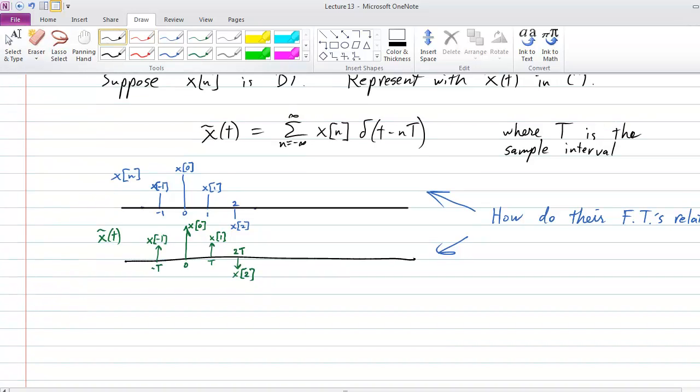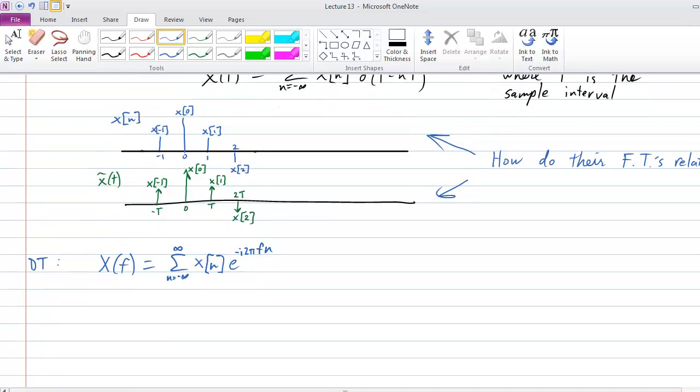Okay, so let's look at X of f. I'll do that in blue. So X of f, this is discrete time. And we know that it equals the integral, oh no, sum, because it's discrete time. Okay, that's the definition of it. We also know it's going to be some periodic thing. Now let's do continuous time.